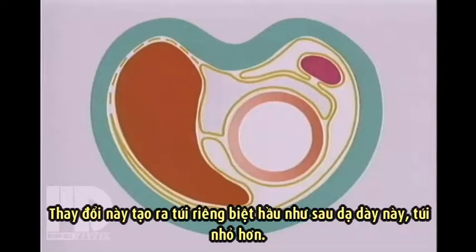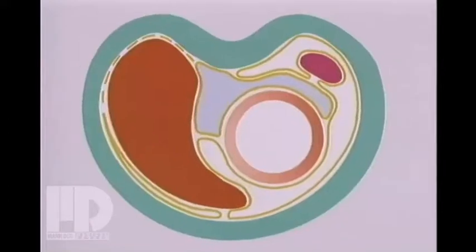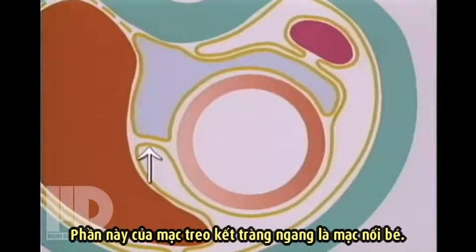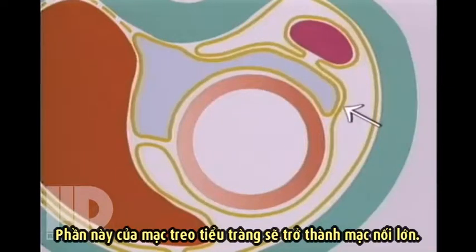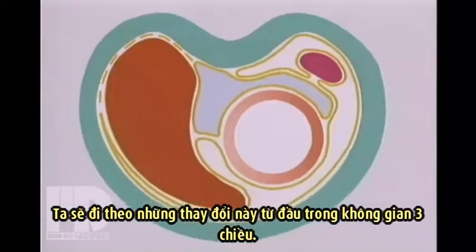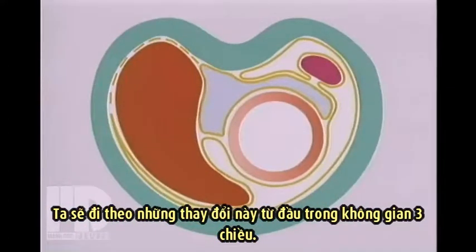These changes produce this almost separate pocket behind the stomach, the lesser sac. This part of the ventral mesogastrium is the lesser omentum. This part of the dorsal mesogastrium will become the greater omentum. We'll follow these changes from the start in a more three-dimensional way.